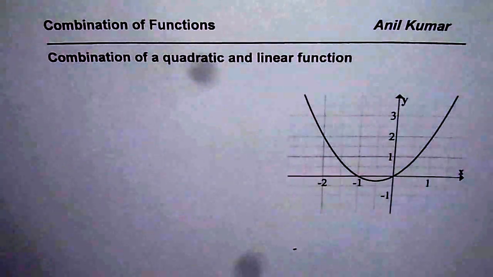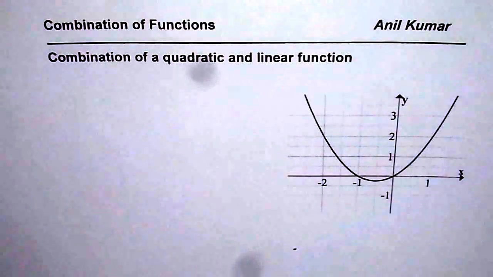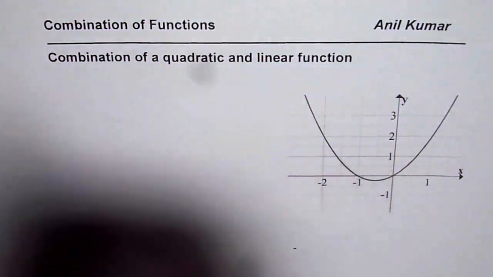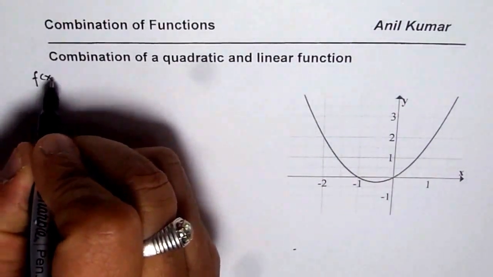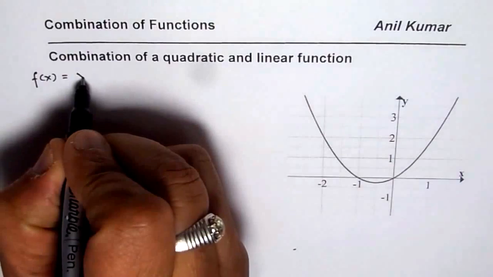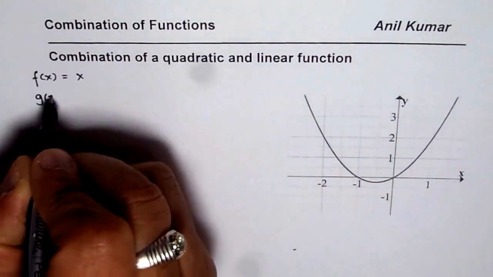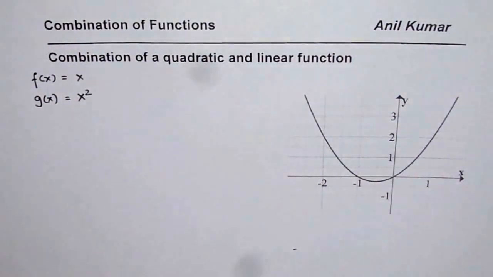I'm Anil Kumar, and in this video we will understand combination of quadratic and linear function. Now let me take parent functions to discuss combination. Let us say f of x is equal to x, so that becomes a linear function, and let us say g of x is equal to x squared, so that becomes the quadratic function.